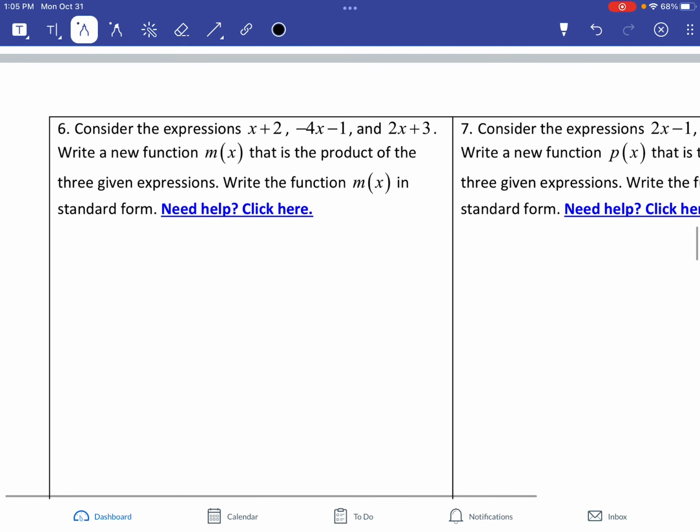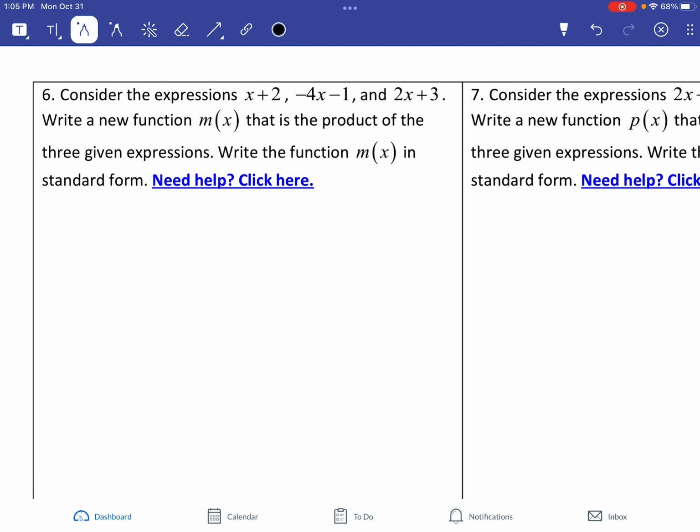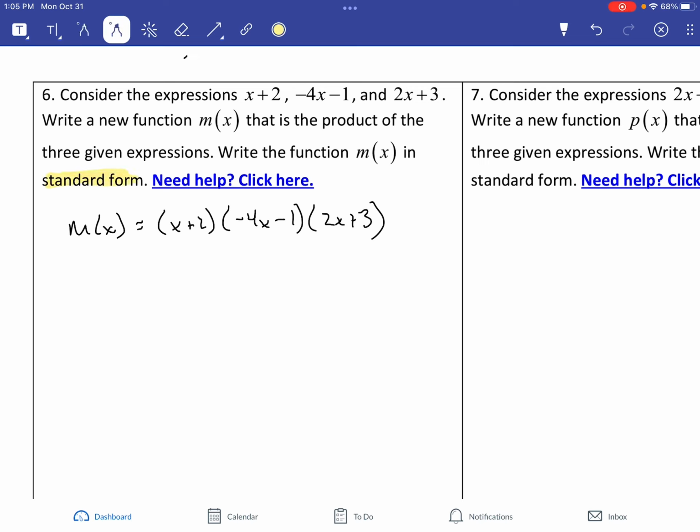Okay. So it says, consider the new function based on the expressions you're given. The new function is called m of x. It's going to be all those 3 functions multiplied together. But it says written in standard form. And because it says that, you have to multiply everything out. If it didn't say that, you could leave that as your answer, you'd be done.